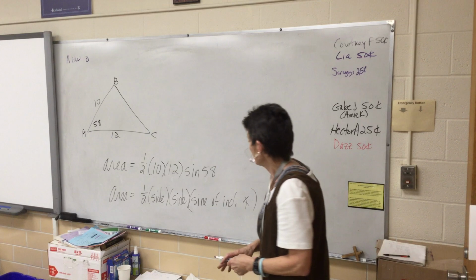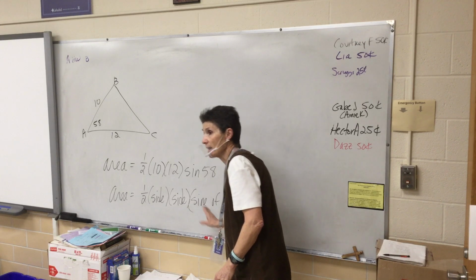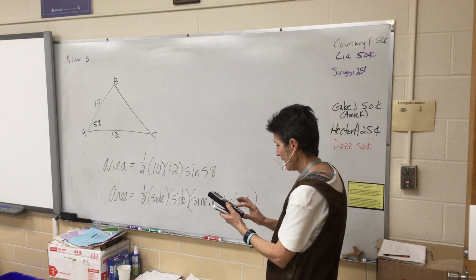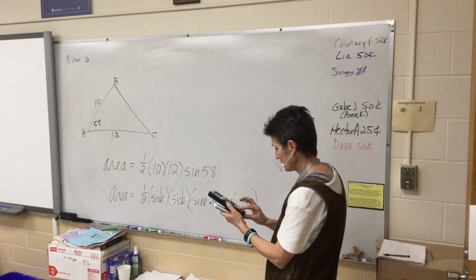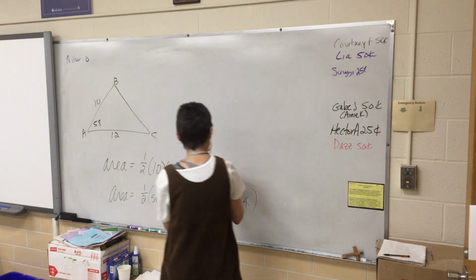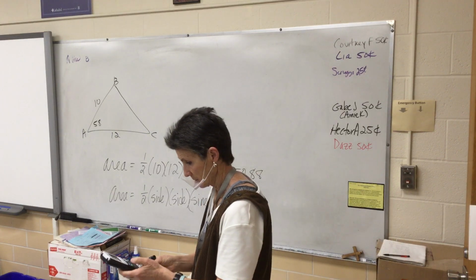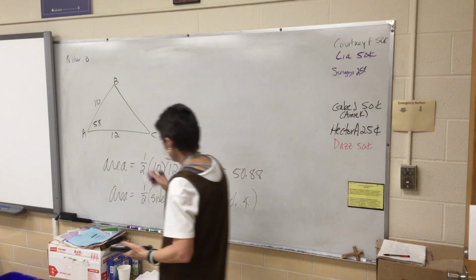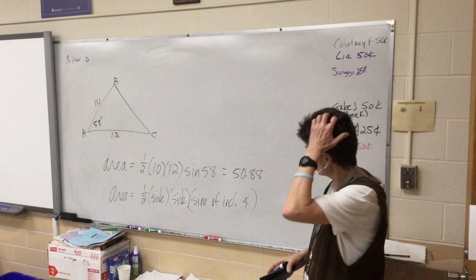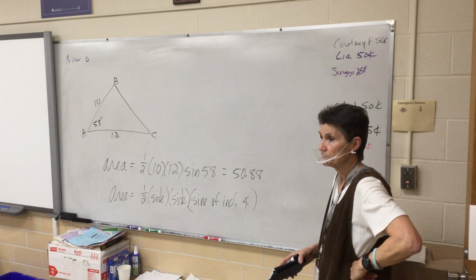So the area of a triangle is 1/2 side, side, sine. I just type that in on my calculator: 1/2 times 10 times 12 times sine 58. This area is 50.88. Do you need to put the degree in 58? It is a degree measure, but I don't need to type it in, because you're set in degree mode. No, you don't need it.